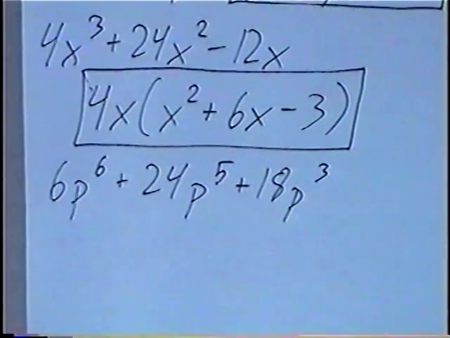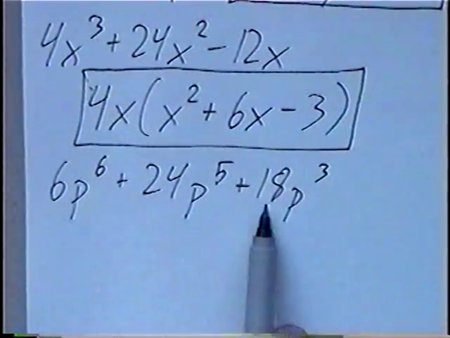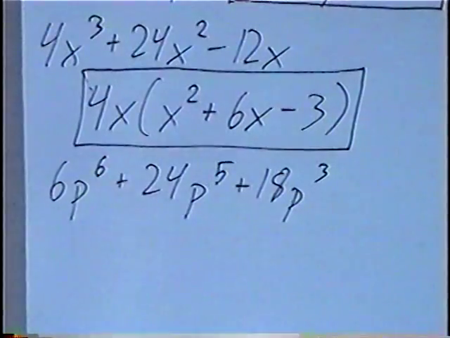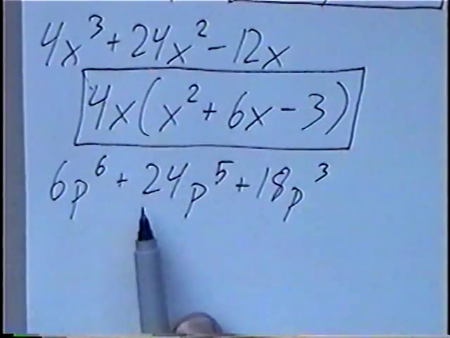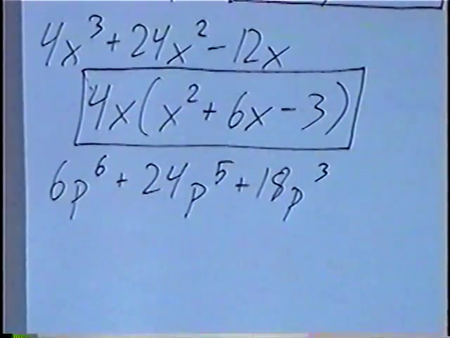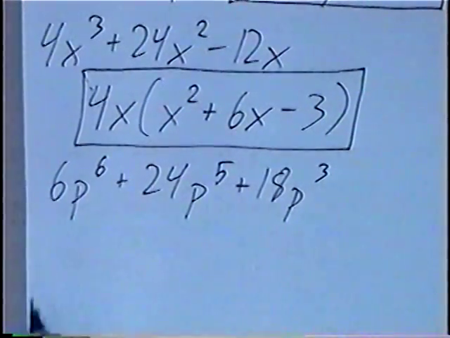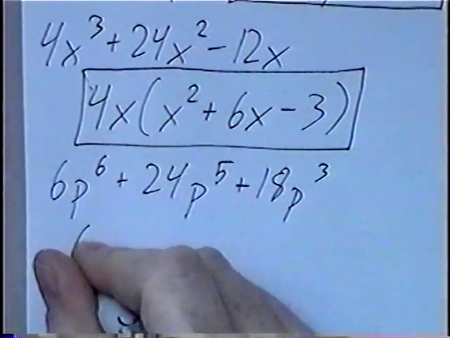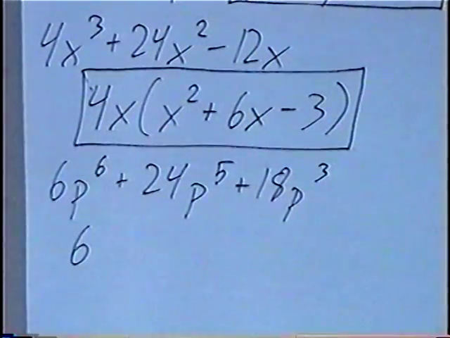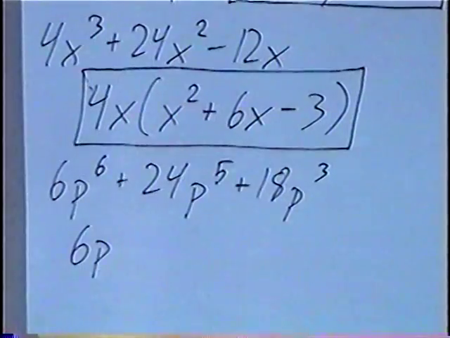To find the GCF or greatest common factor, looking at 6, 24, and 18, we want to find the biggest number that divides into all three. 2 divides into each of these. 3 also divides into each of these. But our biggest number that divides into all three would be 6. Each of them again have the same variable p, so we can take a p out.